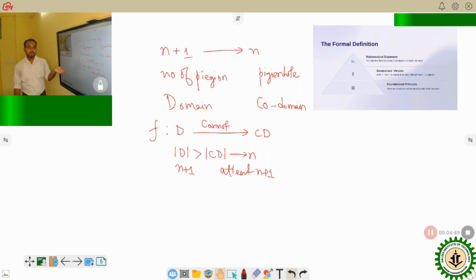So the pigeonhole principle can basically be restated in terms of functions: no injective function can be defined from domain D to the codomain of this mapping, where the domain consists of the number of pigeons, that is n plus 1, and the codomain consists of the number of pigeonholes, that is exactly equal to n.